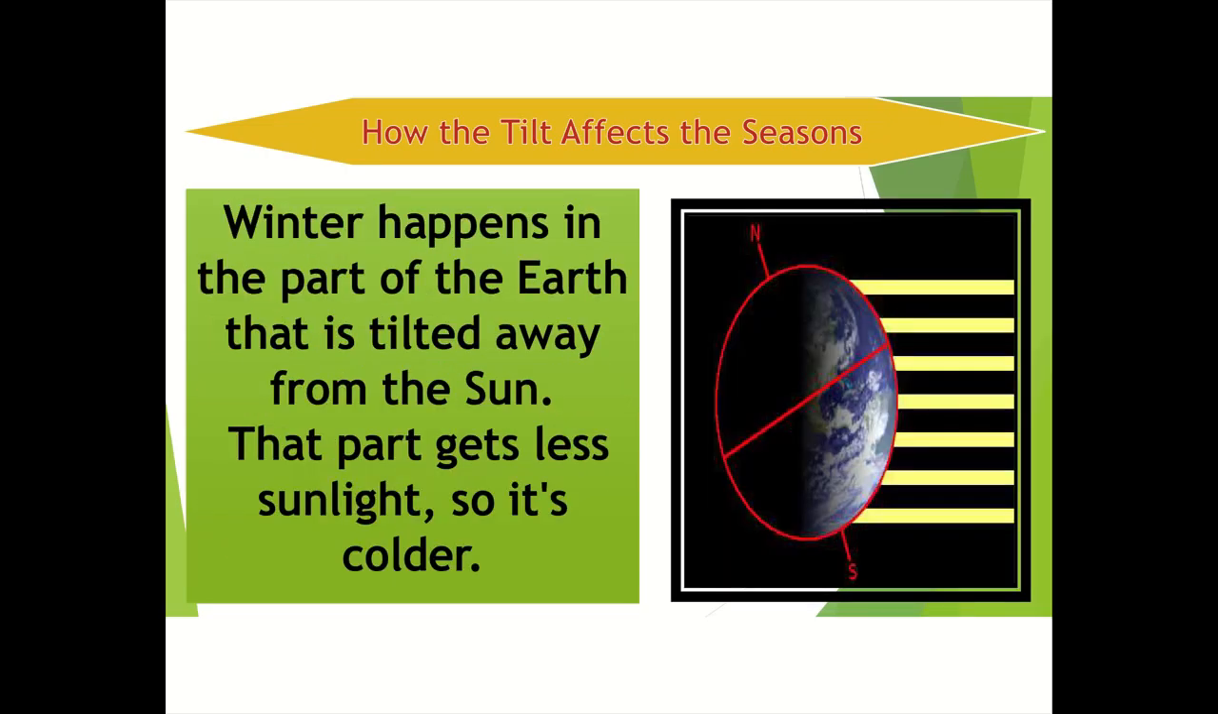How the tilt affects the seasons. Winter happens in the part of the Earth that is tilted away from the Sun. That part gets less sunlight, so it's colder.